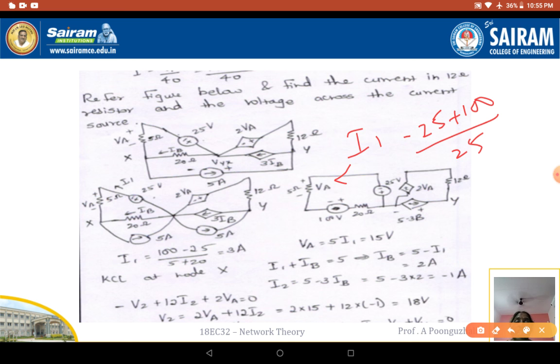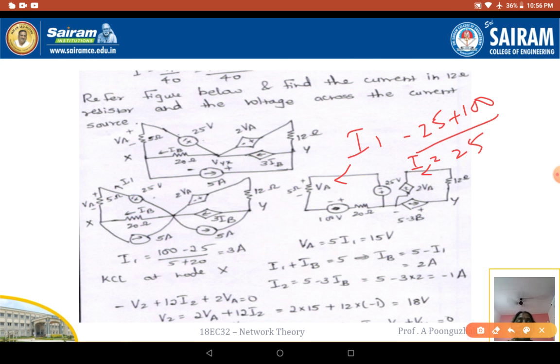So next is I2. To find your I2, I2 is equivalent to 5 minus 3IB. That means your I2 is going to be the outgoing current like this. The incoming current is 5 minus 3IB. So I2 is equal to 5 minus 3 into IB current. IB current is 2, so it is minus 1 amp.